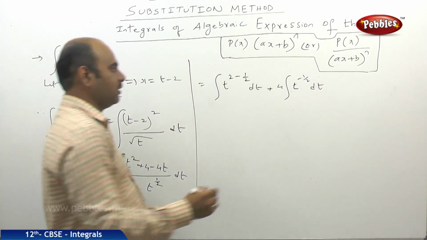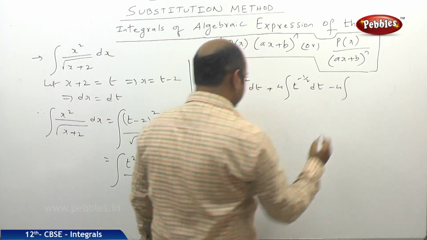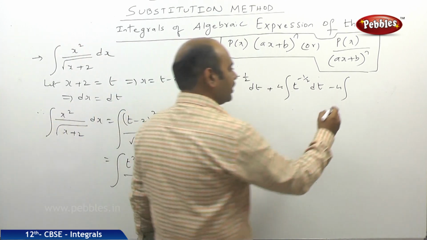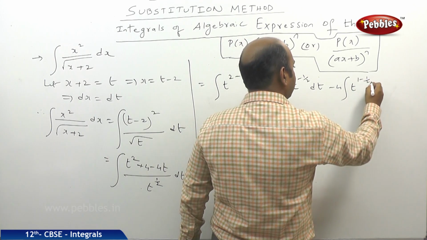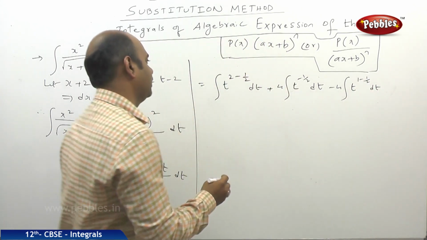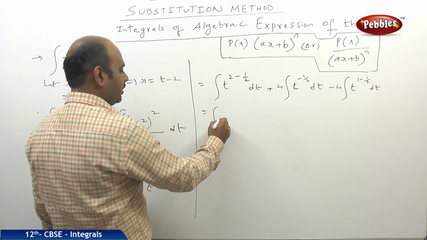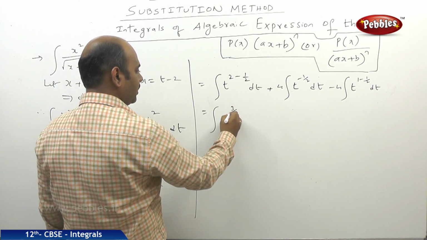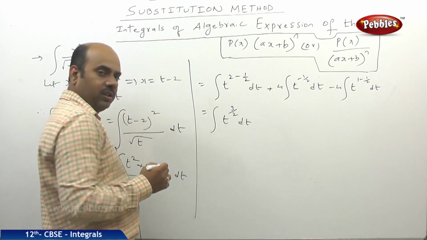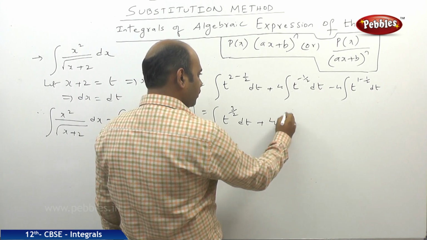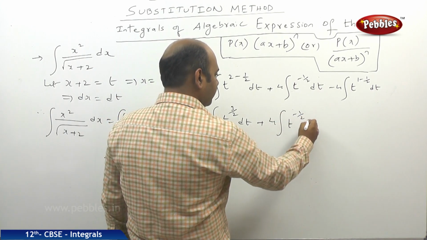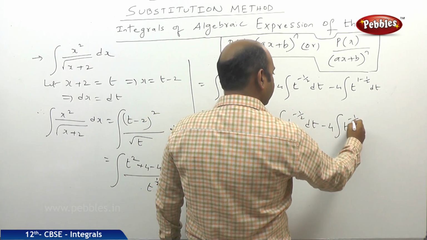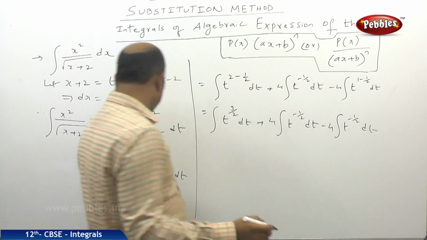And again similarly here also minus 4 into the integral of t by t power 1 by 2 means I can write as t power 1 minus 1 by 2 dt. So finally what happens, that is equal to the integral of t power 2 minus 1 by 2, which is 3 by 2, t power 3 by 2 dt. And here also plus 4 into the integral of t power minus 1 by 2 dt minus 4 into the integral of t power 1 by 2 dt.